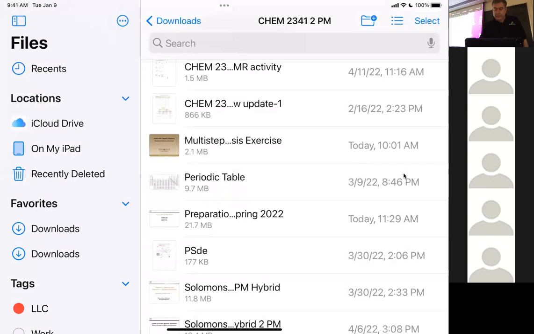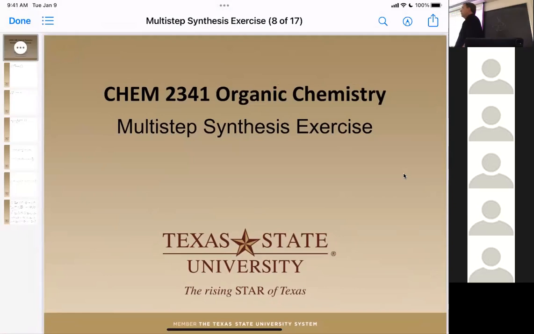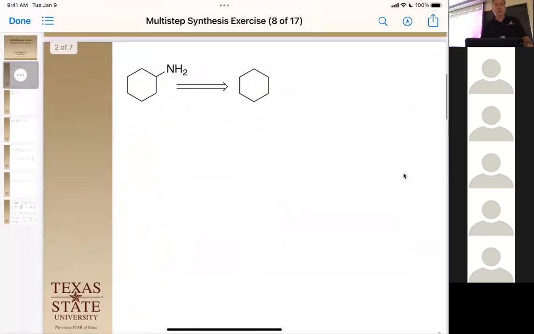Okay, so let's do the multi-step synthesis exercise. All right, so this last one, again, is posted. The answers are on Canvas somewhere, but I wanted to hit this one more time to reinforce how you should be studying your reactions from your reaction table.